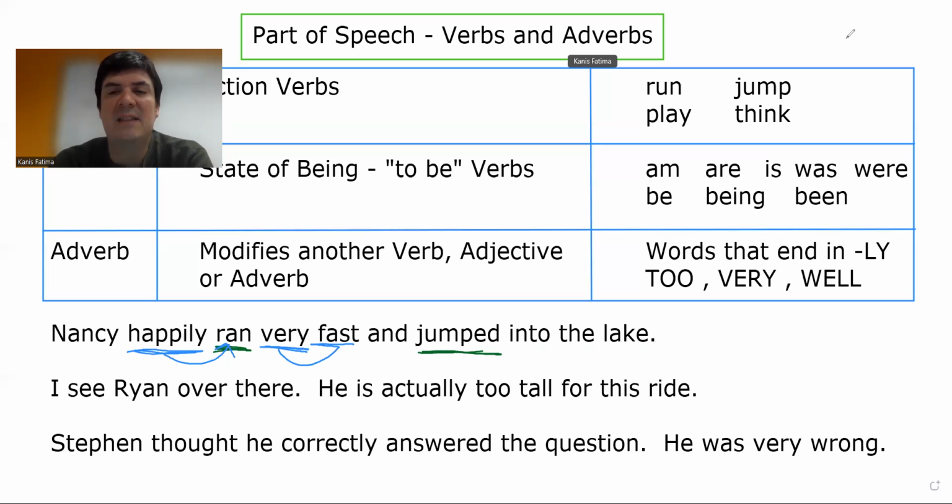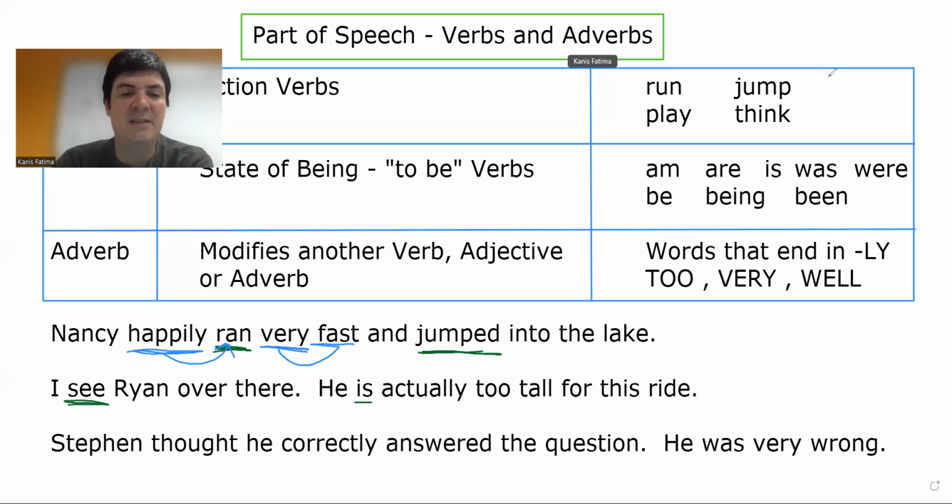Let's look at my next example. Ryan, I see Ryan over there. See is an action verb. I see Ryan. What am I doing? I see.